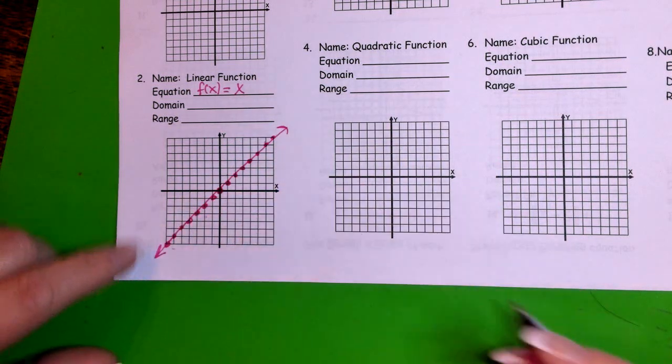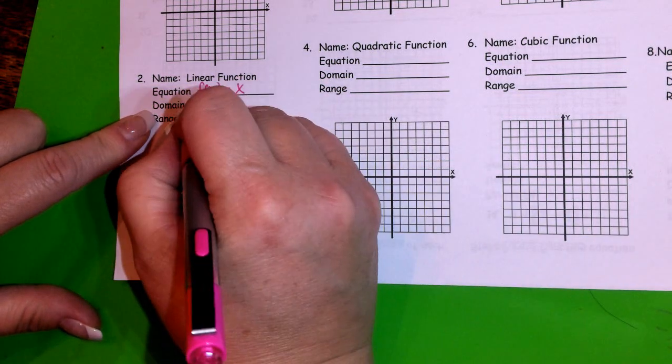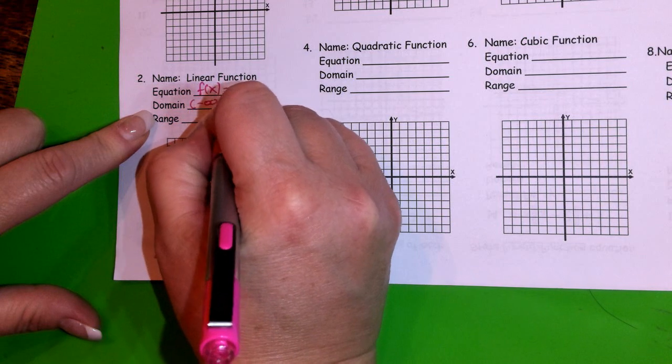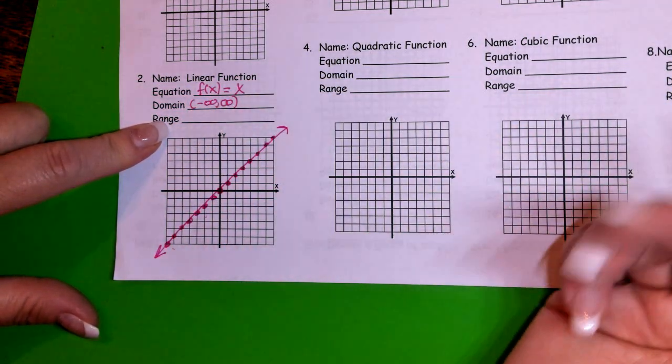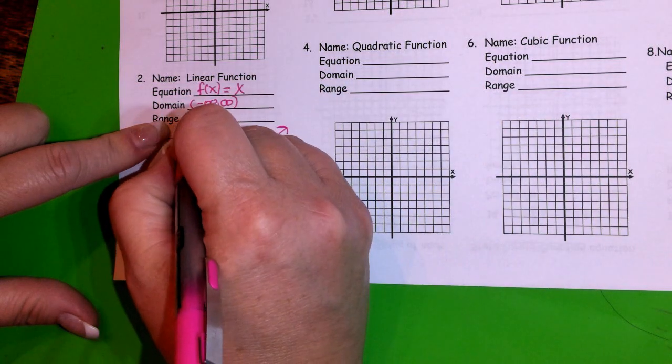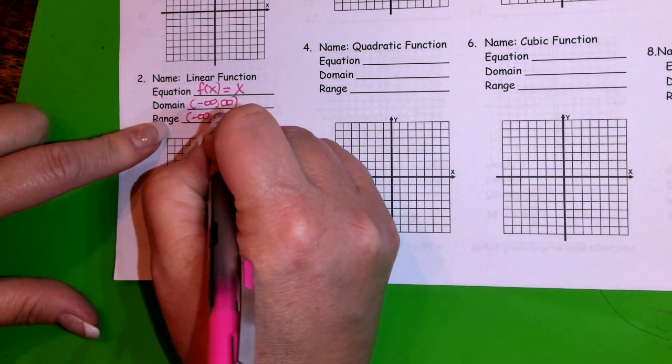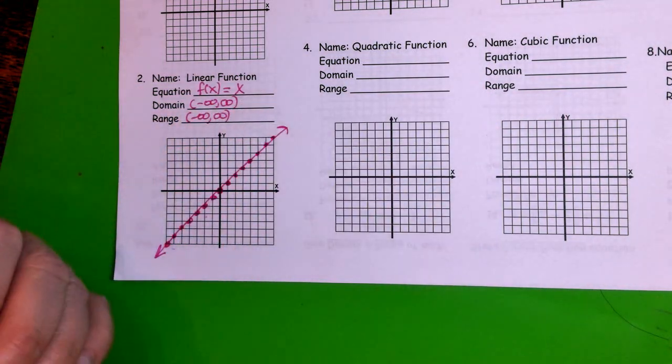Sorry, I don't have a ruler. Okay, your domain is negative infinity to infinity. I know students always say, can I put all real numbers? We want you to write it in interval notation. So negative infinity to infinity is how we want you to write it, not saying all real numbers.